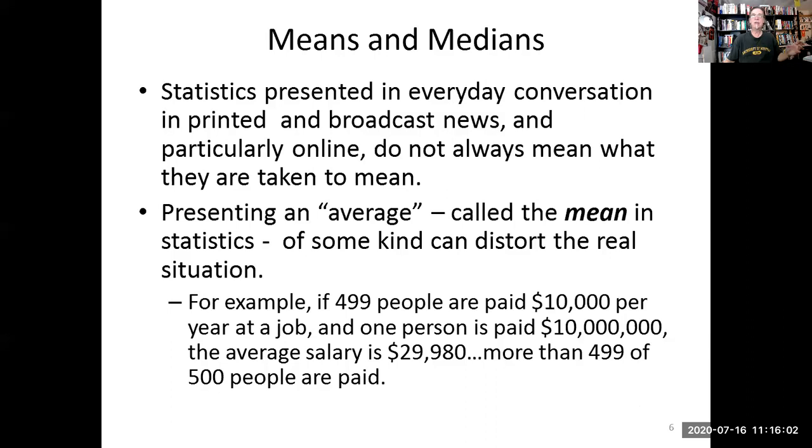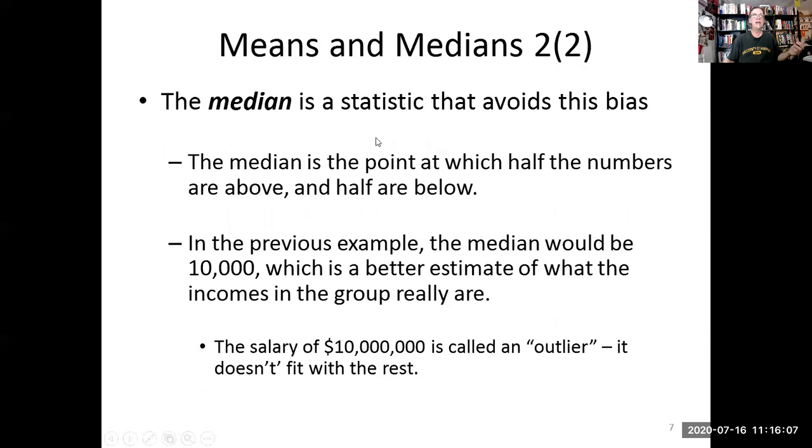A better statistic is the median. I already mentioned that it's the midpoint. It's the point at which half the numbers are above, half are below. So in that town of 500 people, you line everyone up from the lowest income to the highest, and then you see who's in the middle. Now, the person in the middle is going to make $10,000 because you'd have to go all the way to the end to get Mr. or Ms. 10 million a year, who probably owns a factory that everyone else is underpaid working at. So you'd call that 10 million value an outlier.